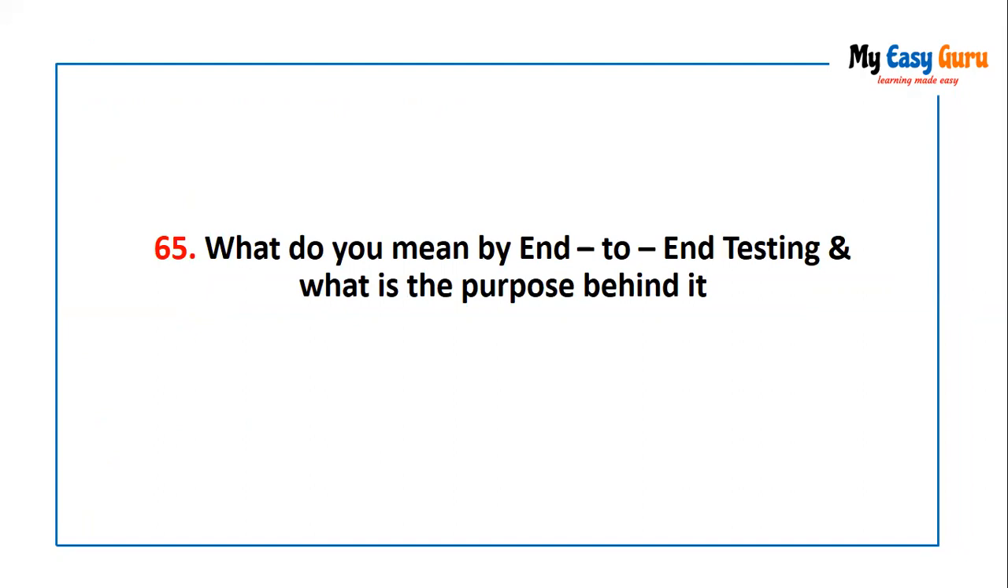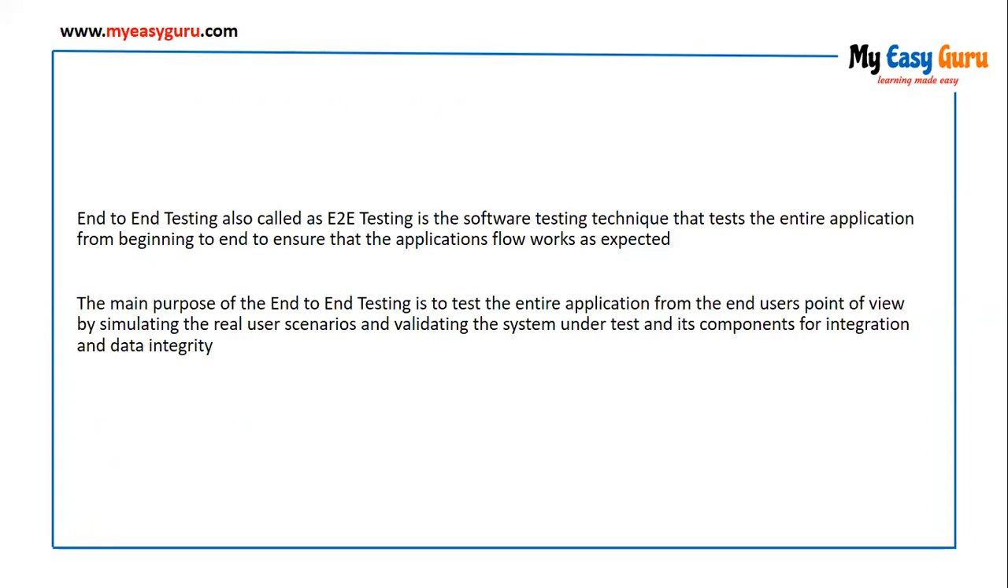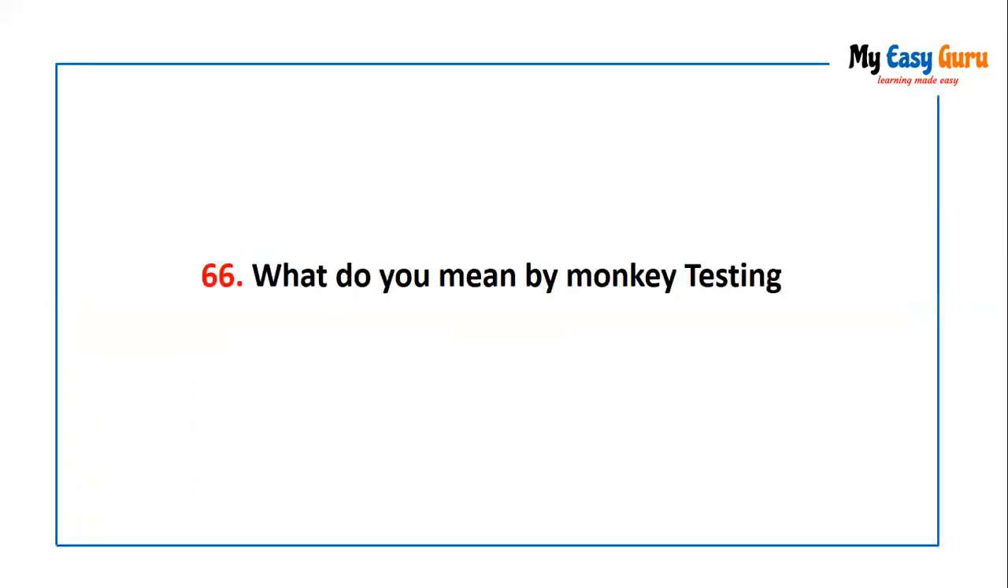What do you mean by end-to-end testing and what is the purpose behind it? End-to-end testing, also called E2E testing, is the software testing technique that tests the entire application from beginning to end to ensure that the application flow works as expected. The main purpose of end-to-end testing is to test the entire application from the end user's point of view by simulating real user scenarios and validating the system under test and its components for integration and data integrity. Let's see the next question.